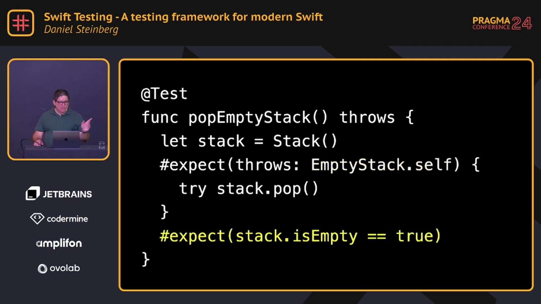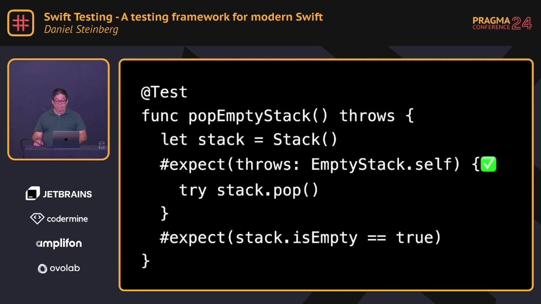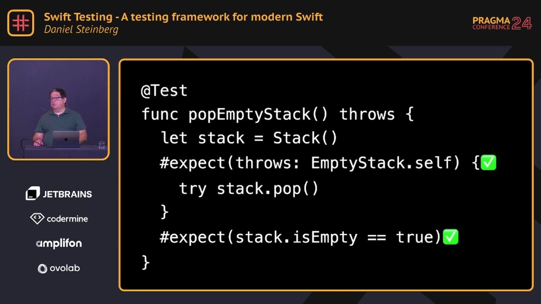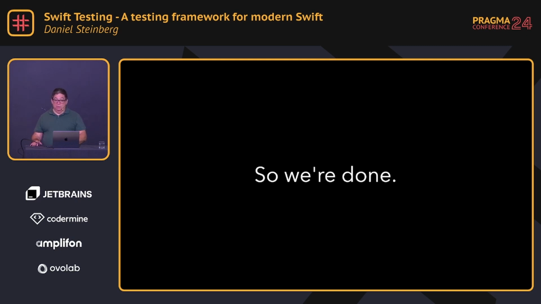I can also have an expectation after that thing where it throws an error, and I run it. It does throw the error. It does execute the second expectation. It passes. So we're done.